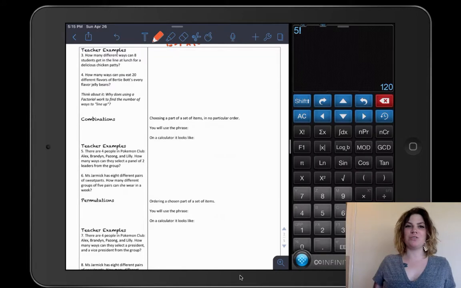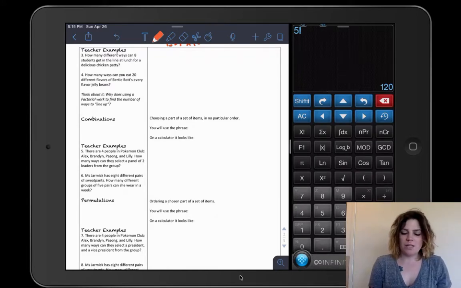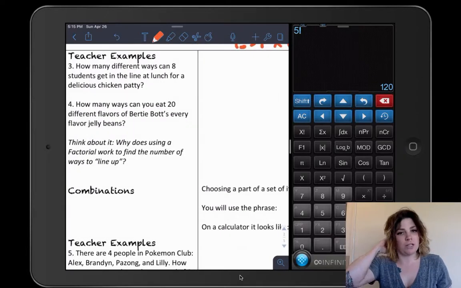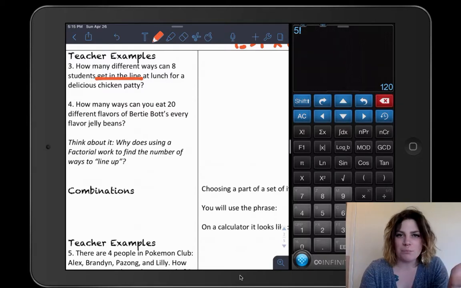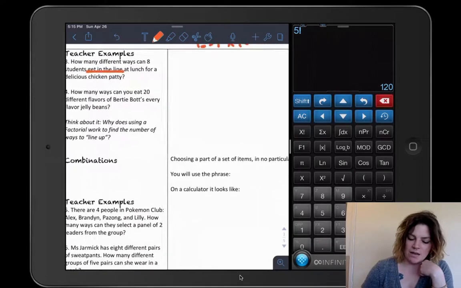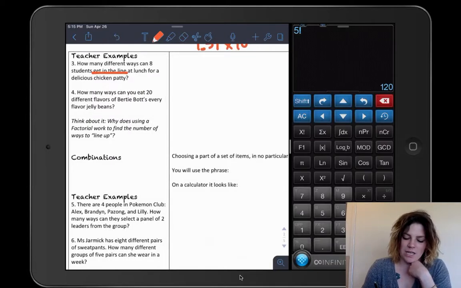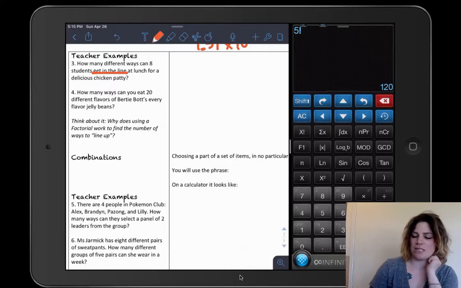We're going to do 2 teacher examples of factorials. So the key word in any factorial problem is the idea of getting in line. So you have a group of anything, and you're trying to order all of them. Okay, so let's talk about why factorials work in real life. If we have 8 students that are getting in line for lunch to get a delicious chicken patty, I'm not even sure what that is.